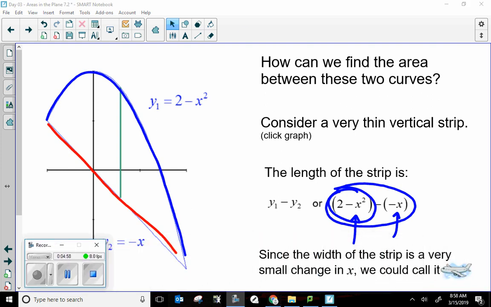Now, let's move this over here. What am I to do? Now, what about the width? We just figured out the length.